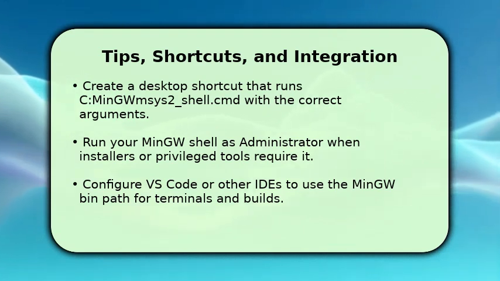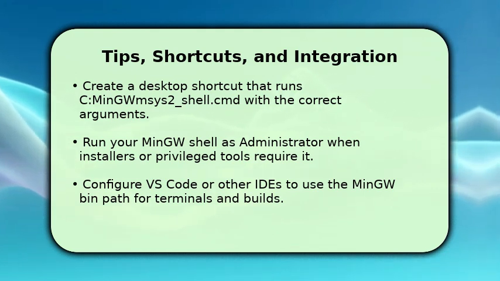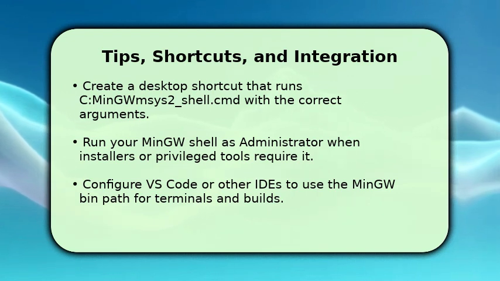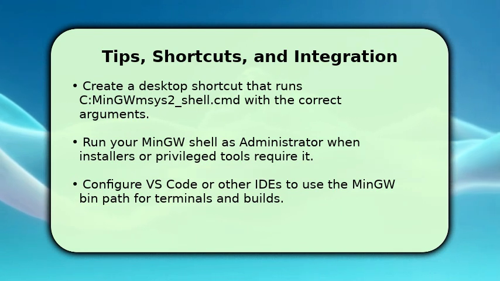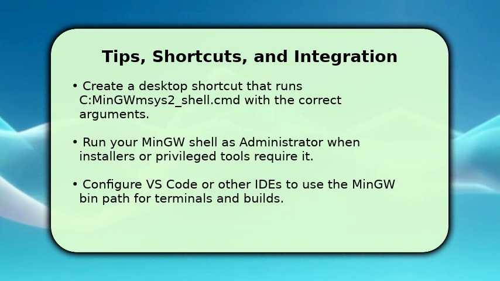Create a desktop shortcut that runs C:\MinGW\msys2_shell.cmd with the correct arguments. Right-click and select Properties to set the working directory and icon. Run your MinGW shell as administrator when installers or privileged tools require it.